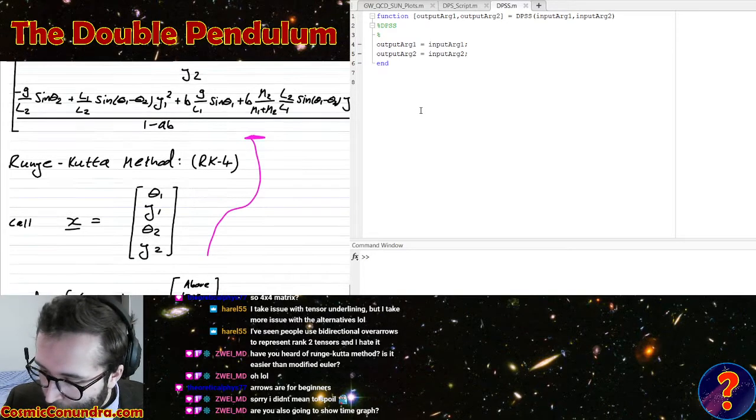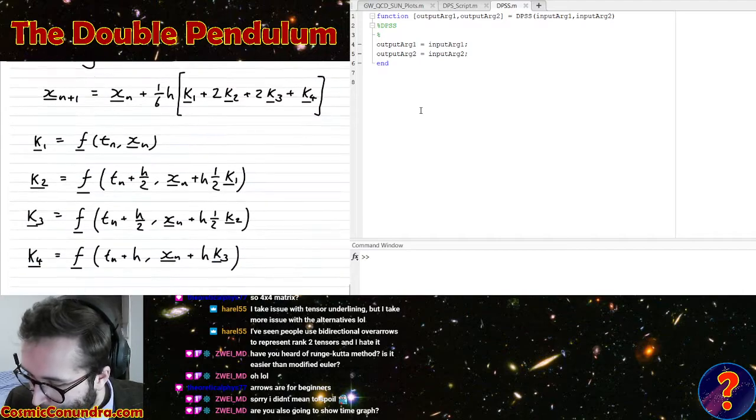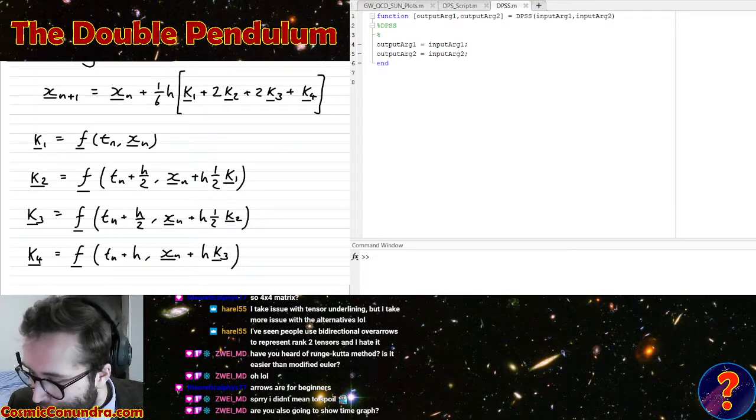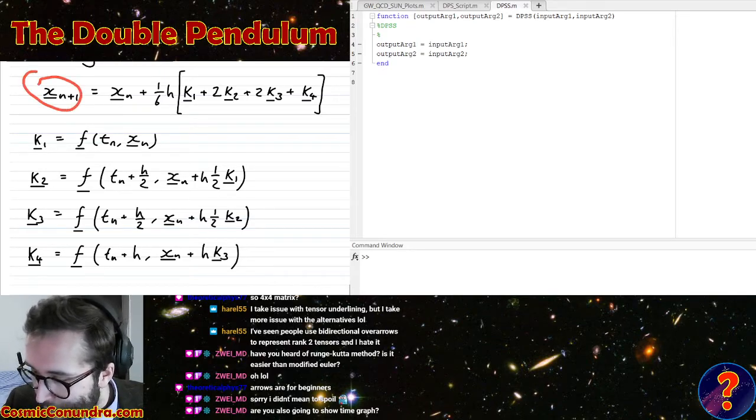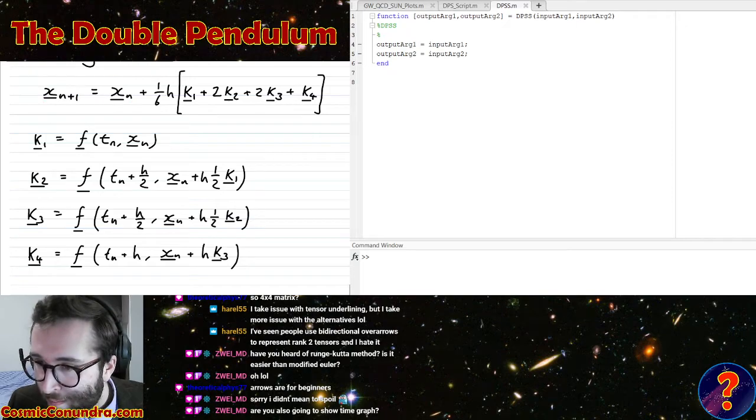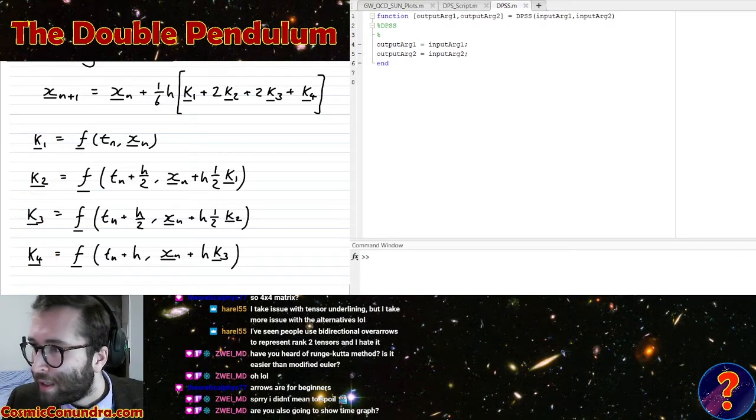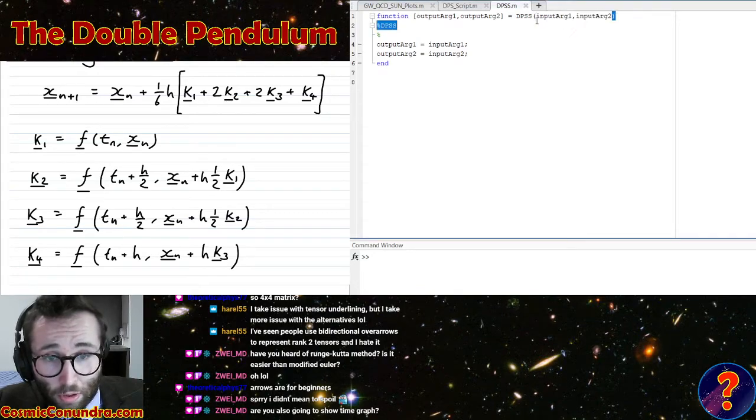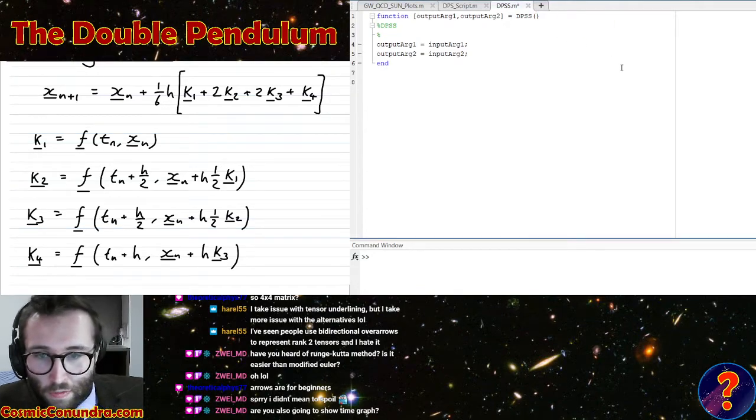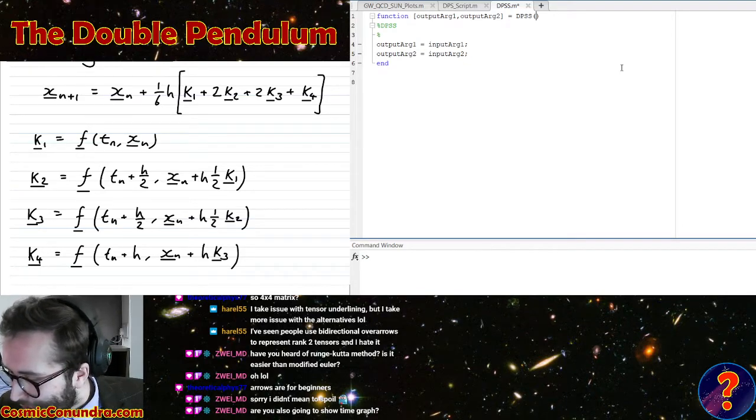Okay. So let's look at the Runge Kutta method. In order to calculate these different later points x_n from initial points x_n, I need all of these things here: K1, K2, K3, and K4. Okay, so these are the things I need, which we'll have to program into this function. So first let's think about the variables our function is going to take.